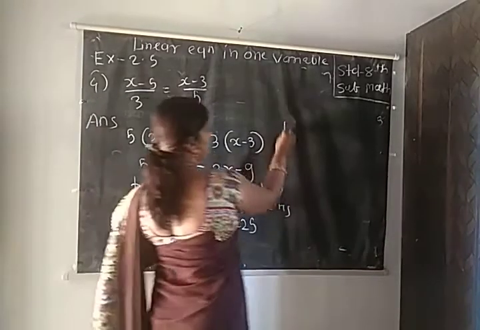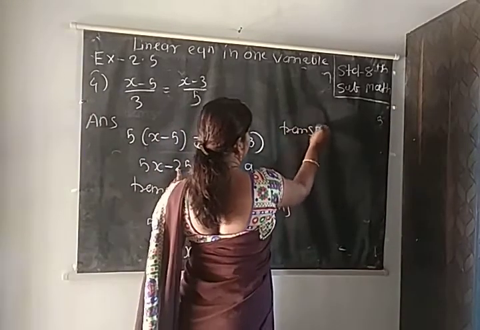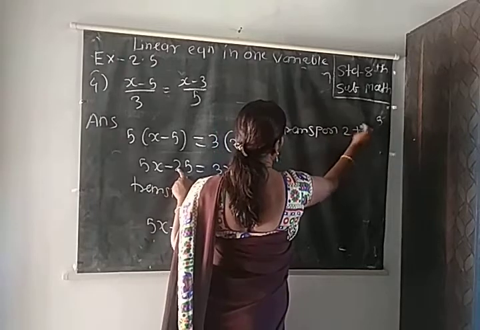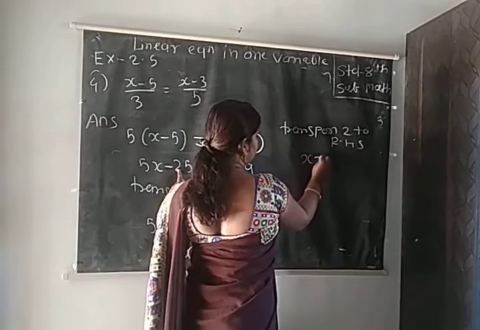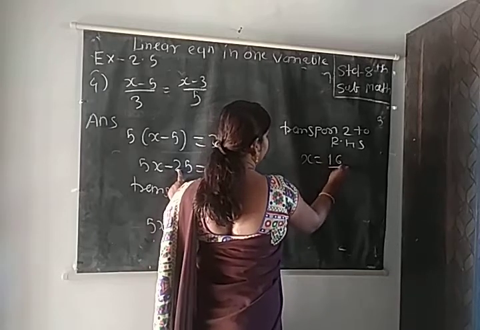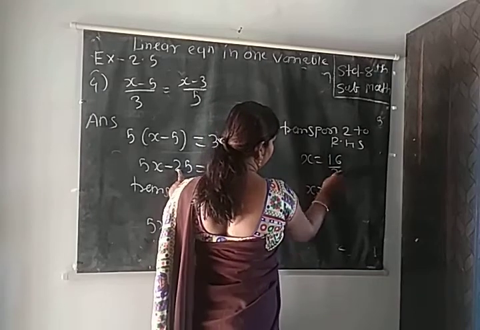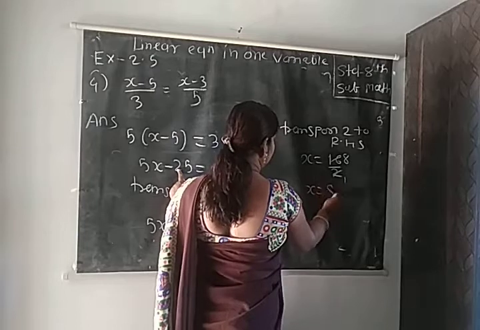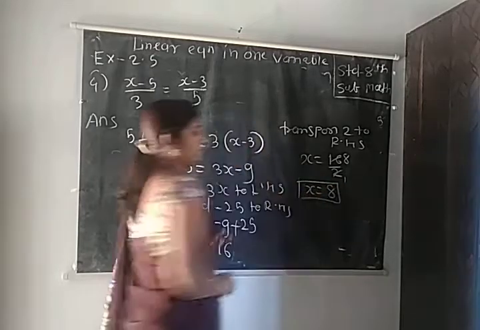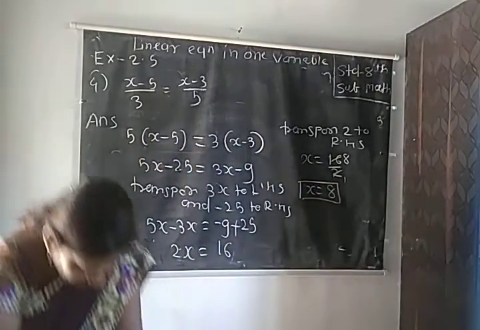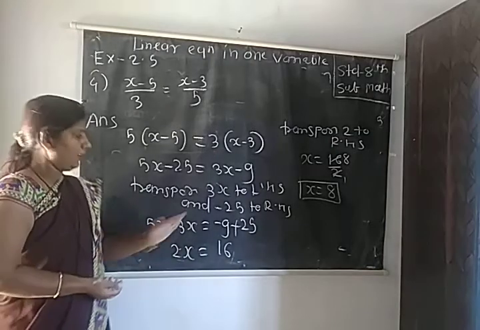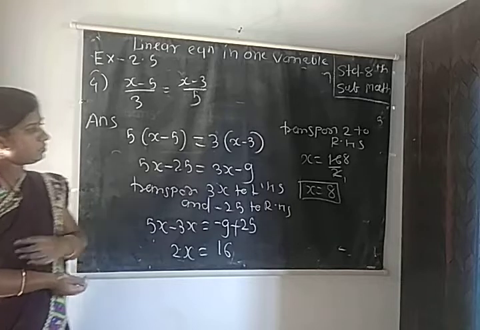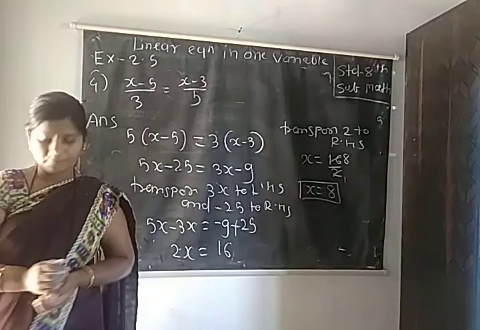Again we transpose 2 to RHS and then what is the answer? x is equal to 16 upon 2. So 2 eights are 16. Then what is the answer? x is equal to 8. That means the solution of this equation is 8. Now let's solve the next question.